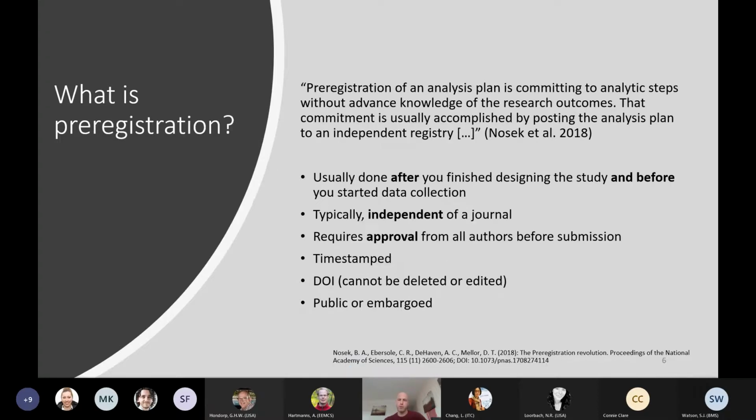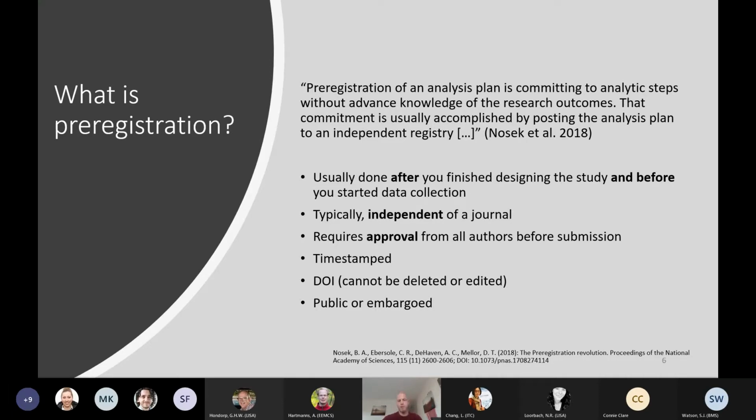But let's see what pre-registration actually means. Brian Nosek, who is an expert in open science, stated that the pre-registration of an analysis plan is committing to analytical steps without advanced knowledge of the research outcomes. The commitment is usually accomplished by posting the analysis plan to an independent registry.